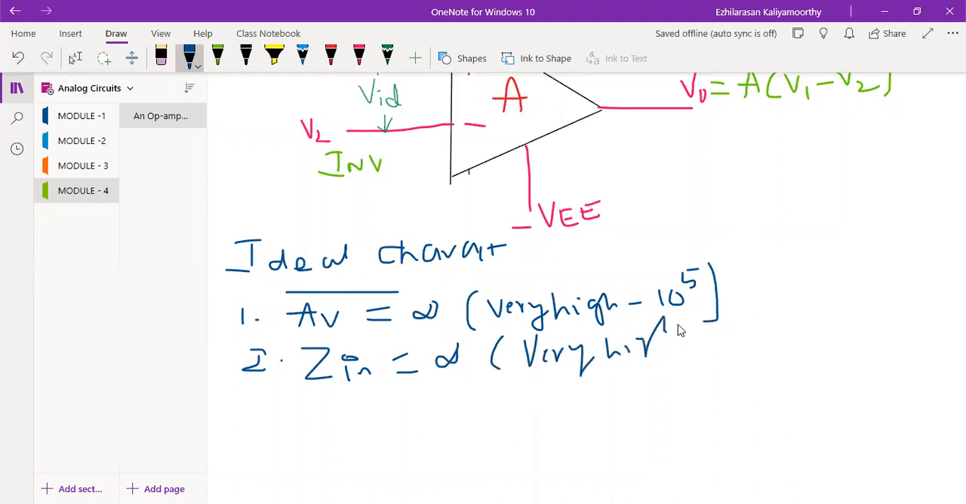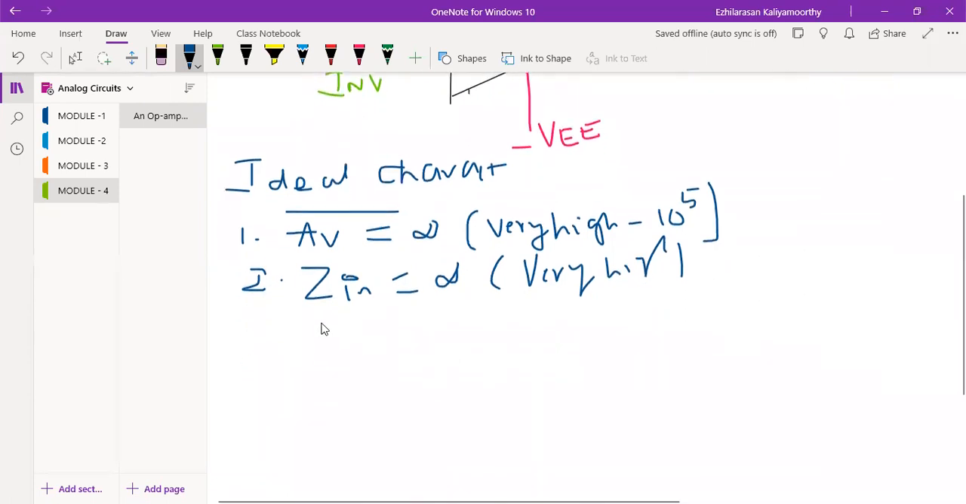Impedance, in the sense, has the components of reactance, or I can say input resistance, that is Rin. Rin is very, very high. That is RI, I can say.